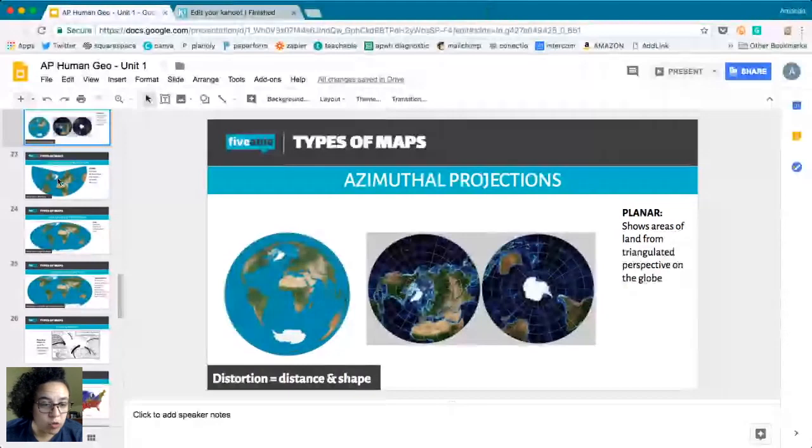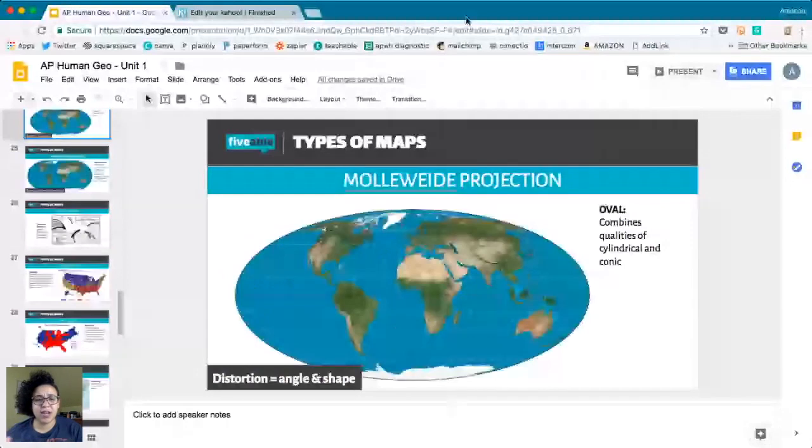All right, so we've got two more projections. The Mollweide projection, this one is combining some of the other versions. It's still distorted. You still have distortions on the angles and the shapes, just in terms of where things are, but it's trying to show it a little bit more flat.